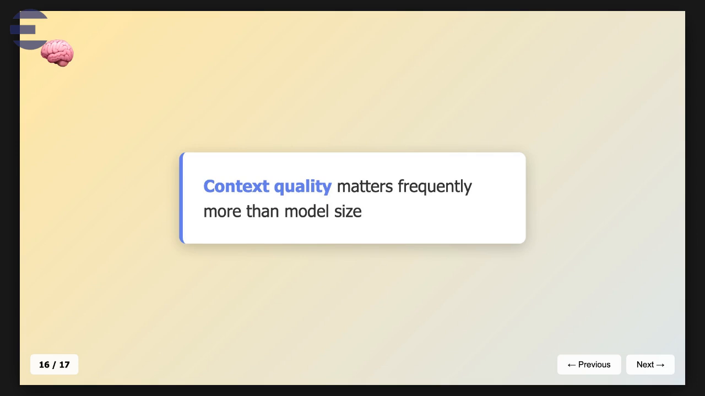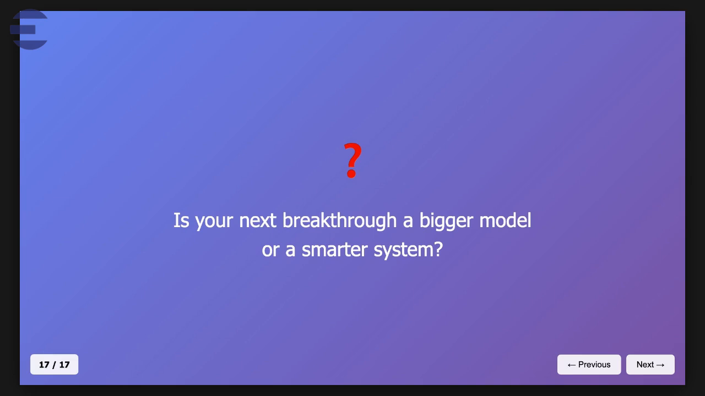provide it. So as you go back to building your next AI feature or your next application, ask yourself this question. Are you looking for your next breakthrough in a bigger, more expensive model? Or are you going to find it by building a smarter, more efficient system that truly masters the art and the science of context?